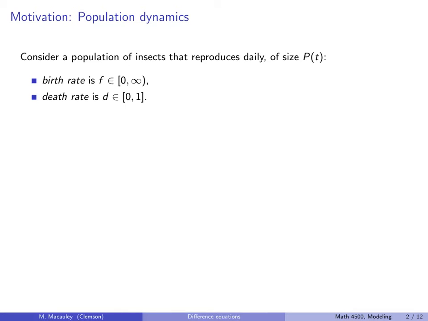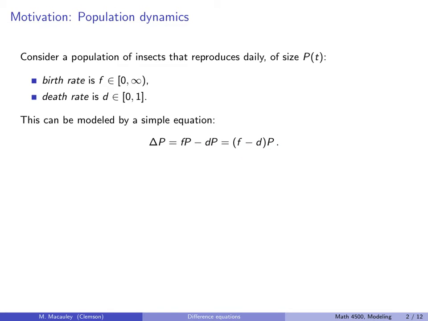Now, the death rate has to be between 0 and 1. It doesn't make sense if the death rate is greater than 1. So this can be modeled by a simple equation. So the change in population is the birth rate times the population minus the death rate times the population, which is just equal to f minus d times p.